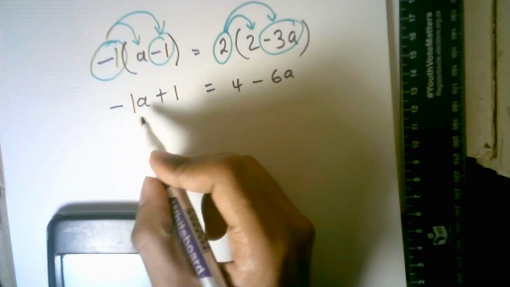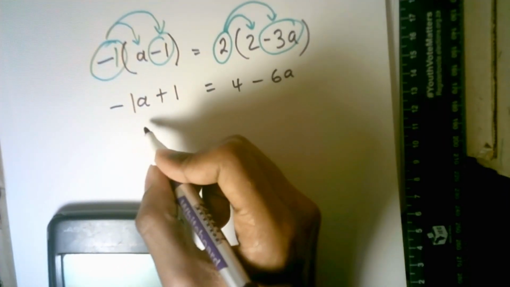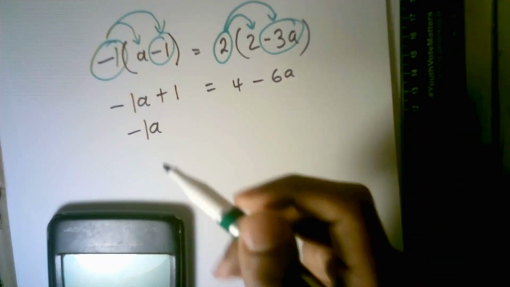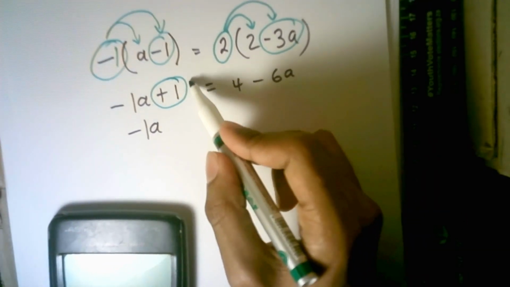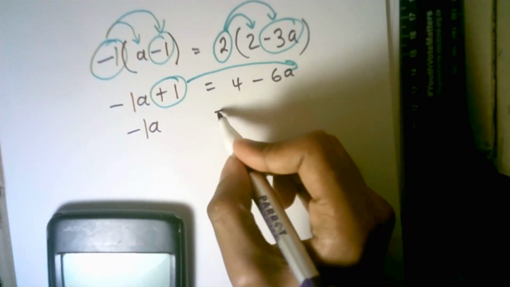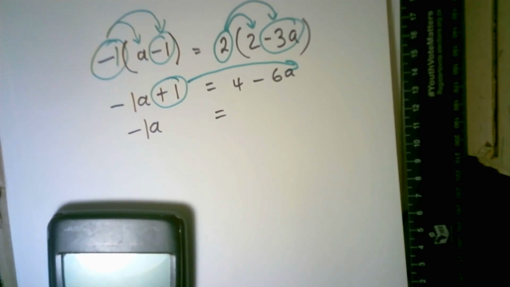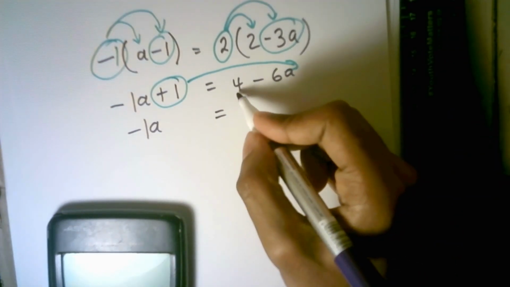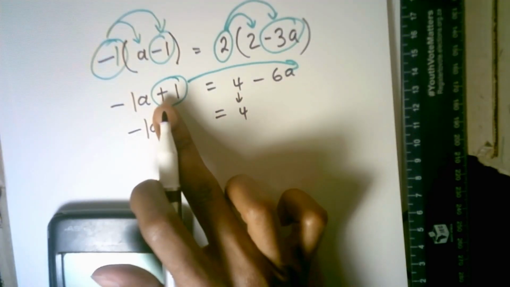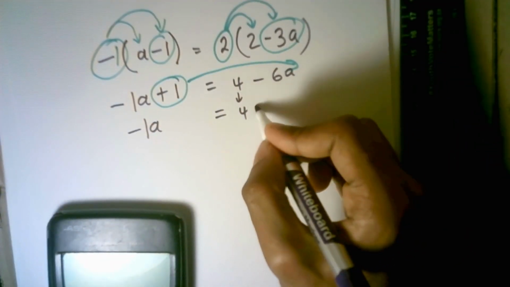So negative 1a is perfectly fine on the left-hand side. I'm just going to drop it down as is. Positive 1 or plus 1, I need to take it to the right-hand side, so the sign is going to change. It's going to become minus 1. Now let's look at the right-hand side of the equation. 4 is perfectly fine on the right-hand side, so I drop 4 as 4. And remember, I took this 1 to the other side of the equation, it's minus 1.